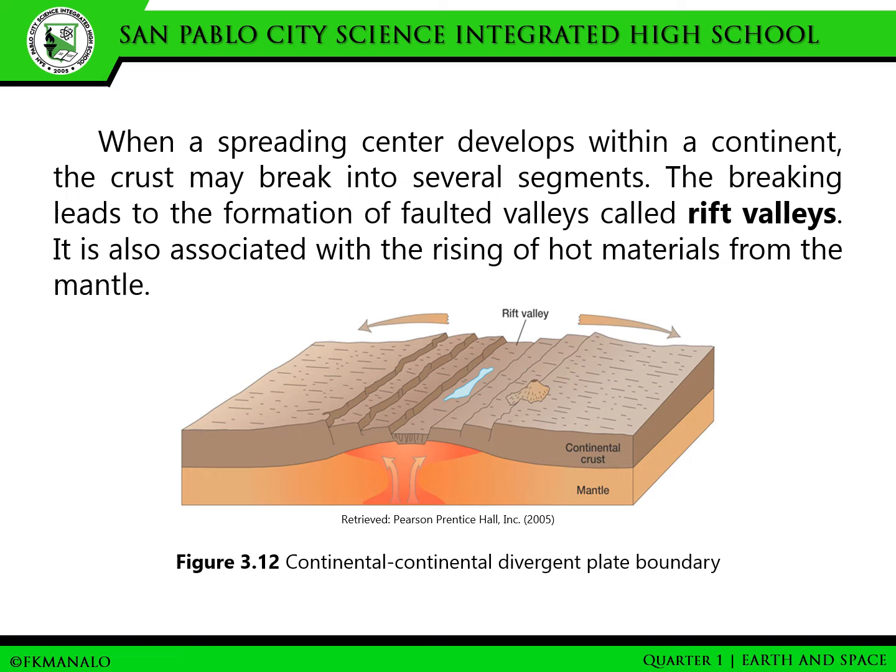The next type of plate boundary is the divergent plate boundary, which manifests a spreading process. What happens when a continental divergent plate boundary occurs? When a spreading center develops within a continent, the crust may break into several segments. The breaking leads to the formation of faulted valleys called rift valleys. It is also associated with the rising of hot materials from the mantle.